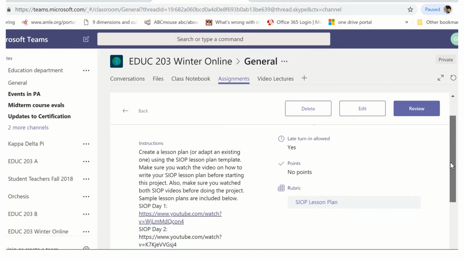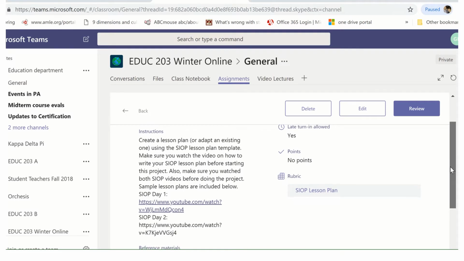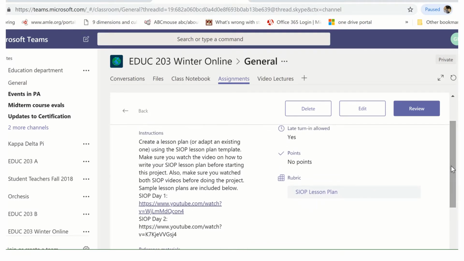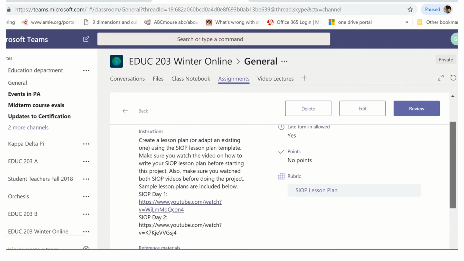You're going to create a lesson plan or adapt an existing one using the SIOP lesson plan template, which is below. Make sure you watch your video on how to write this lesson plan, which is what you're watching right now, but also your two SIOP videos, SIOP Day 1 and SIOP Day 2, to make sure that you understand what SIOP is before you attack that lesson plan.